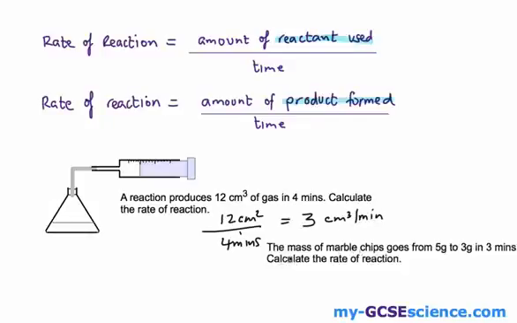A second example would be to use the mass of the marble chips to use the first formula. So the mass of marble chips goes from 5 grams to 3 grams in 3 minutes. Calculate the rate of reaction. What's the mass that's been lost, or what's the amount of reactant used up? Well, we've gone from 5 grams to 3 grams, so that would be 2 grams in 3 minutes. And so the answer for that would be 0.67 grams per minute, and that would be the units for that particular example.